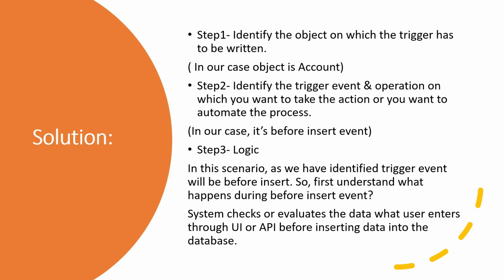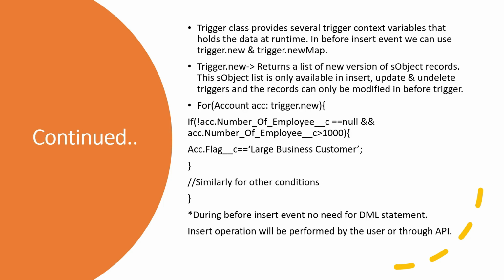The system checks or evaluates the data that the user enters through the UI or API before inserting data into the database. The Trigger class provides several trigger context variables that hold the data at runtime. In the before insert event, we can use Trigger.new or Trigger.newMap. Trigger.new returns a list of the new versions of the sObject records. This sObject list is only available in insert, update, and undelete triggers, and the records can only be modified in before triggers. I'm just writing the logic here.